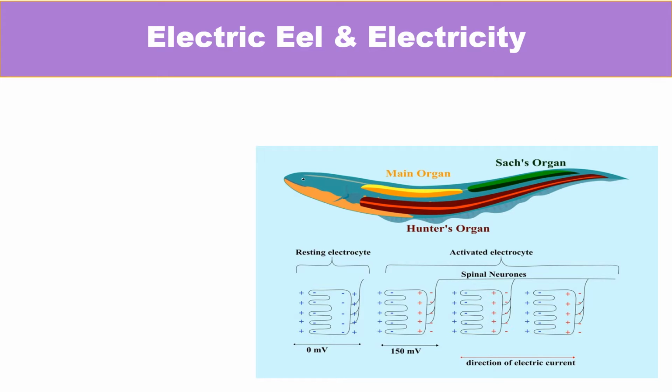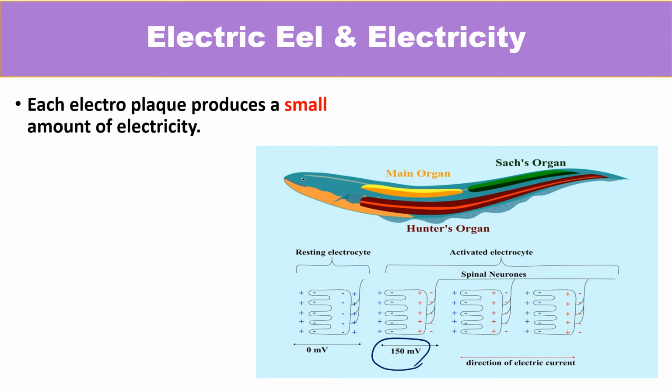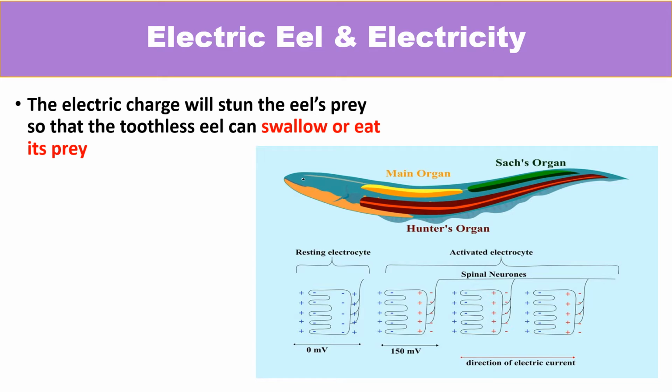Of course, when you look at one muscle cell at a time, it's not much electricity. In fact, it's about 150 millivolts. If you think about Pokemon's 1000 volts, millivolts are a very, very tiny amount. Each electroplate produces a small amount of electricity. However, once it's all gathered as a muscle bundle or muscle fiber, then the amount of electricity gets way stronger. So the electric charge will stun the eel's prey so that the toothless eel can swallow its prey. That's how they hunt. But the charging part is significant.